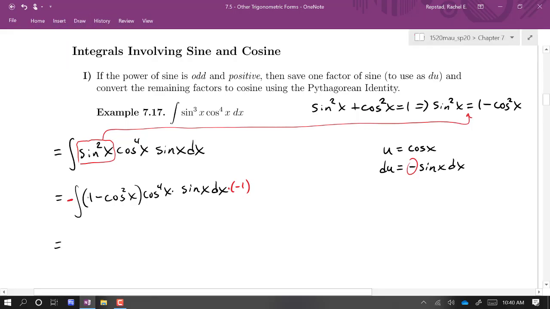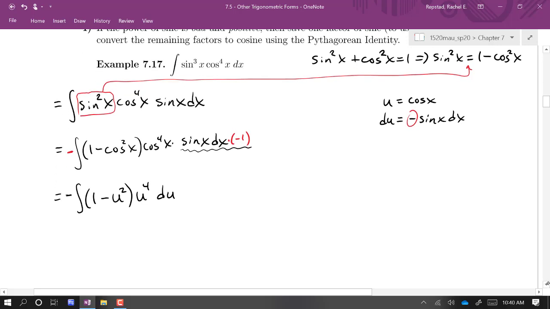I've got this integral written with x's. I'm going to write it with u's. Got a negative integral. In the parentheses, we have 1 minus u squared, and then cosine to the fourth is u to the fourth. At the end, here, that's our du. Now, look what we ended up with. It's not something that's just automatically ready to integrate yet, but we have a path forward.